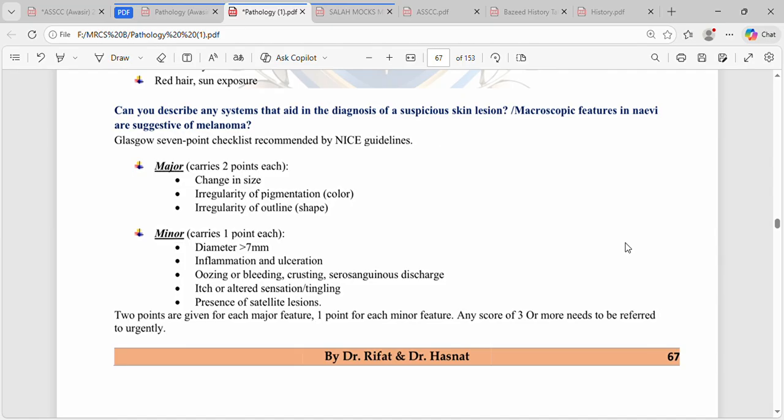So, the Glasgow 7-point checklist is recommended by NICE. Change in size, irregularity of pigmentation or color, and irregularity of outline, whenever these occur in a nevus, or there is diameter greater than 7 mm, inflammation, ulceration, oozing or bleeding, crusting, serosanguinous discharge, itch or altered sensation, and presence of satellite lesions. For major features assign 2 points, and for minor 1 point. Any score of 3 or more, refer. This is suspicious.